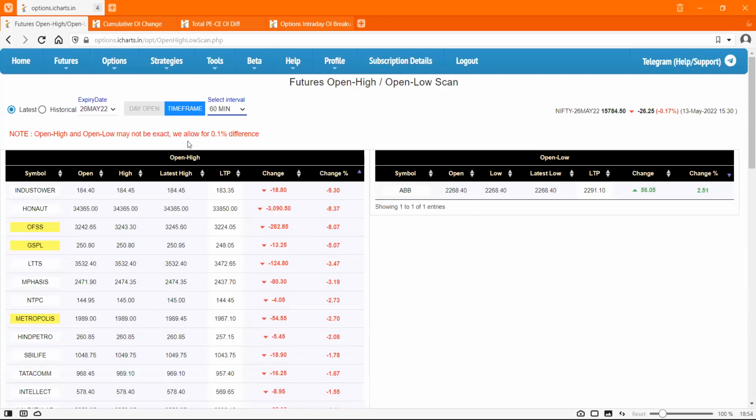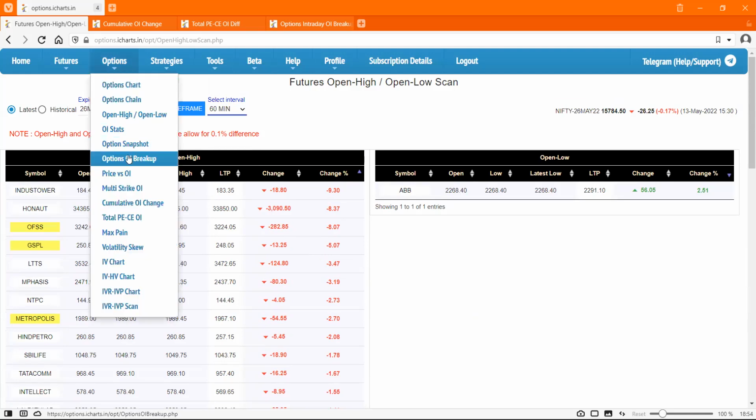Only one was bullish. So you can check this during the day. When you want scripts to trade, probably you can check this time frame and keep, say, maybe 30 or 60 minutes. So you will get fresh scripts to look at. Maybe fresh trends are starting during the day, so you can keep an eye on this. So that is futures, open high, open low, useful for selecting scripts to trade.